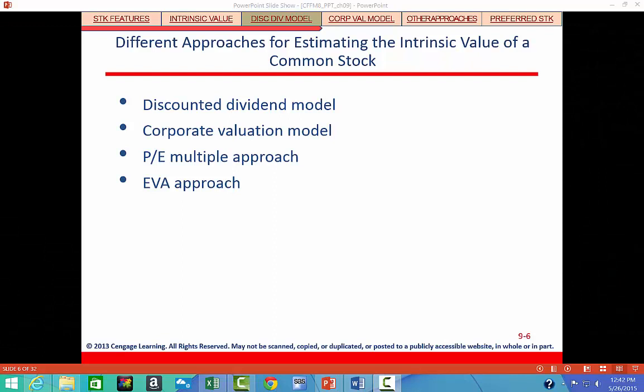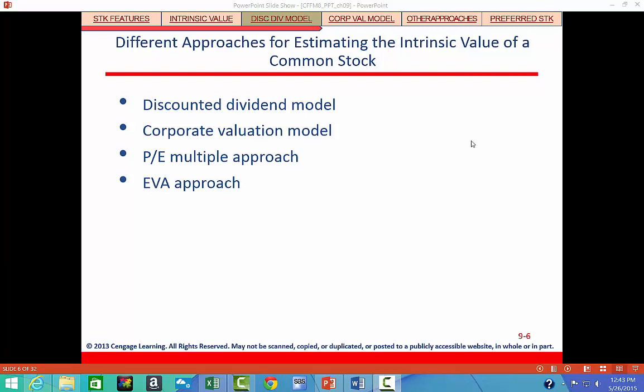So here we have the different ways we could figure out or calculate the intrinsic value of a common share. The first one is the dividend discount model, and that's just where you take all the future projected dividends and you discount them back to a present value today. Just like we did with the bond, we discounted all the future coupon payments back to a present value today. There's a corporate valuation model where you figure out the total market value of the corporation and then you back into what the price per share should be.